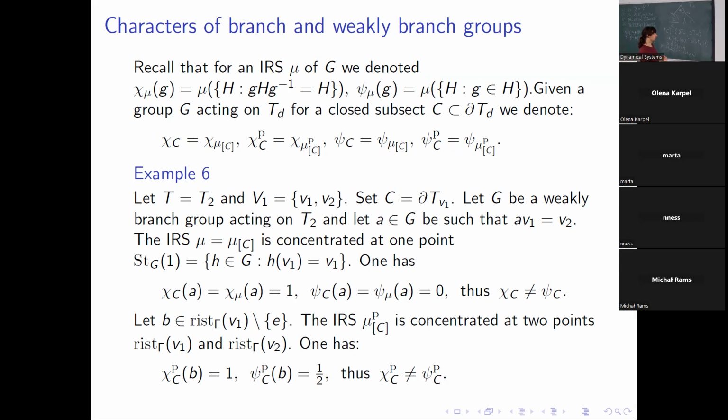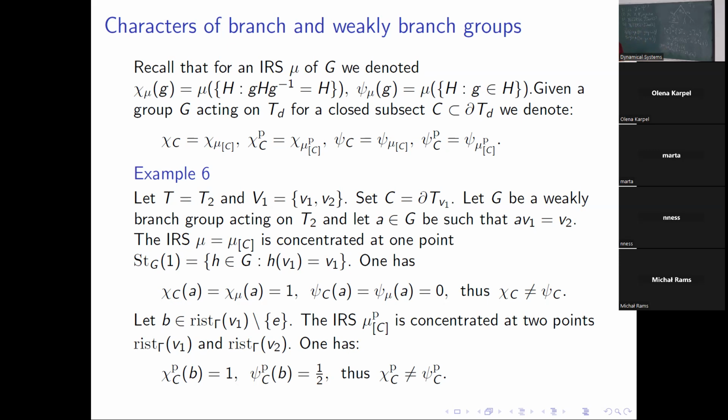But if you take psi, because element B belongs to the first rigid stabilizer, acting here, but does not belong to the second, we have here measure 1/2. So we have measure on 2 points, measure of 1 point and 1/2. So this is just some basic examples to illustrate these different formulas and the notion of weakly branch group.